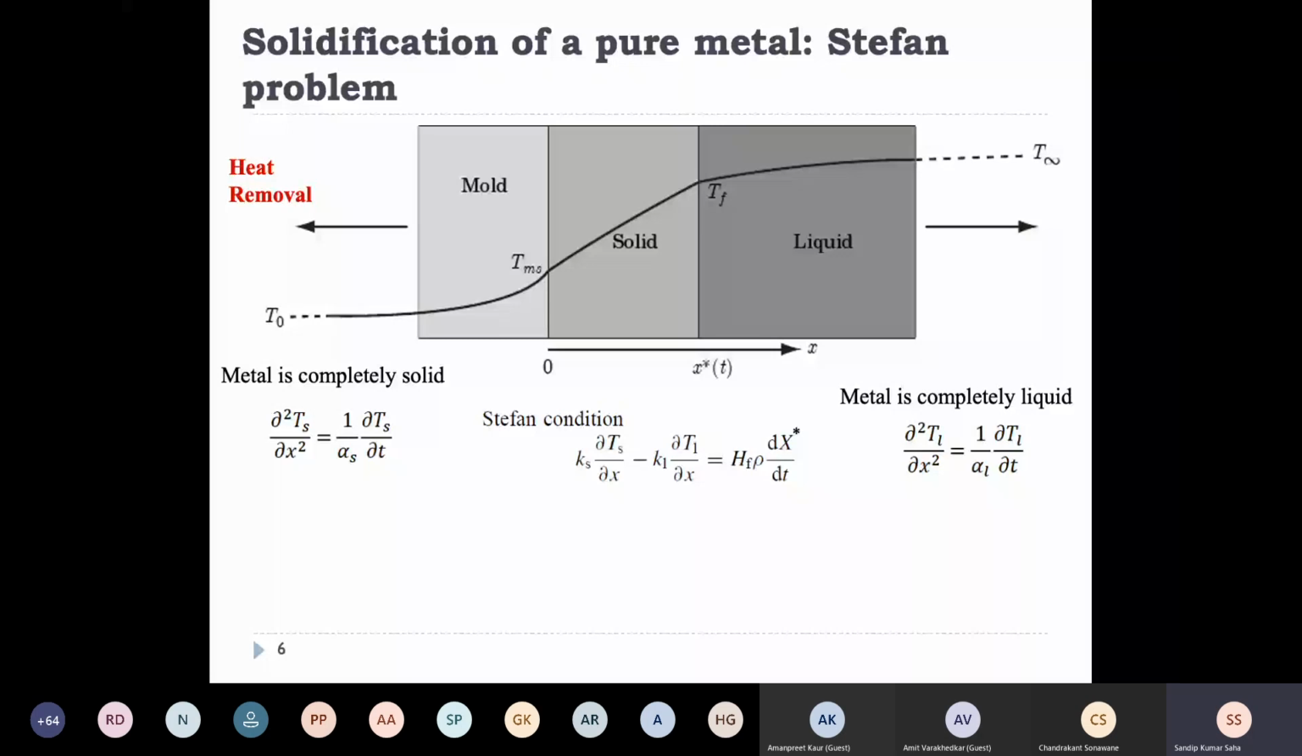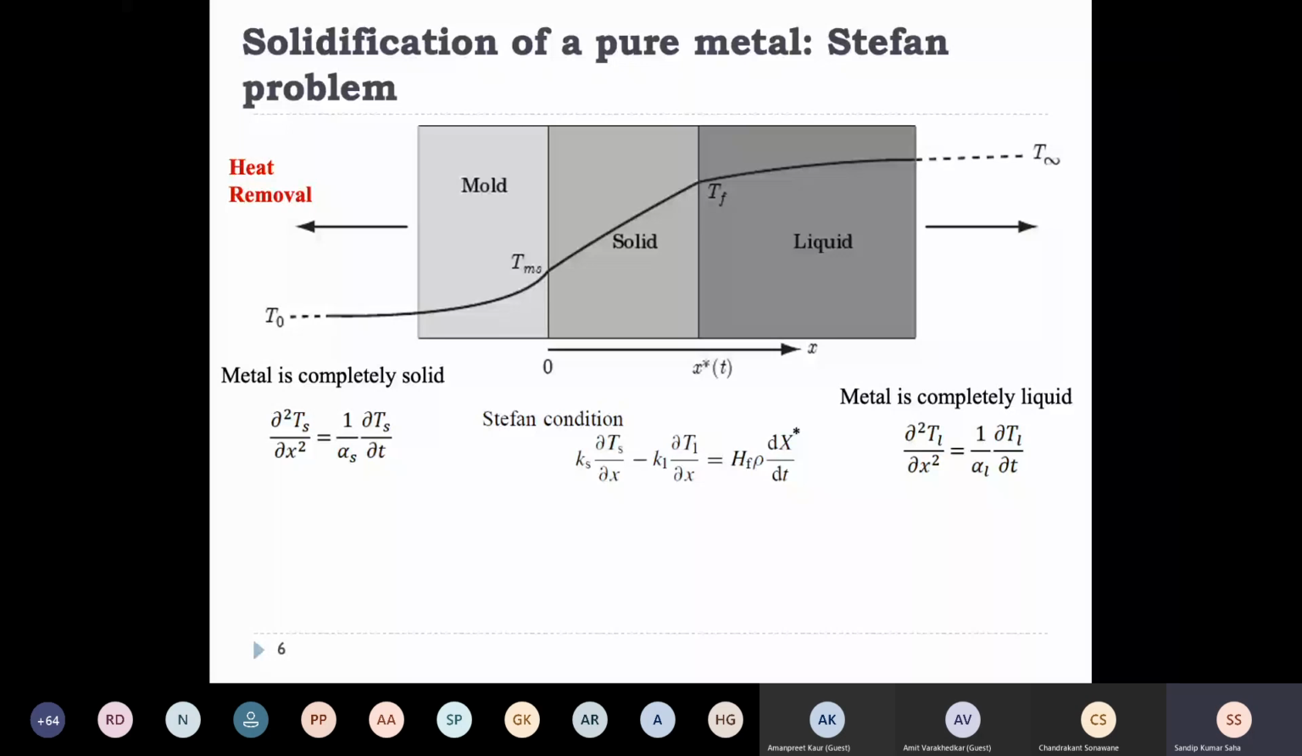So for the solid, obviously the simple energy equation can be written. It is del square T by del x square equal to 1 by alpha del T by del t. Okay. Similarly, for the liquid state also you can write. Now at the interface, you have to balance the heat flux.